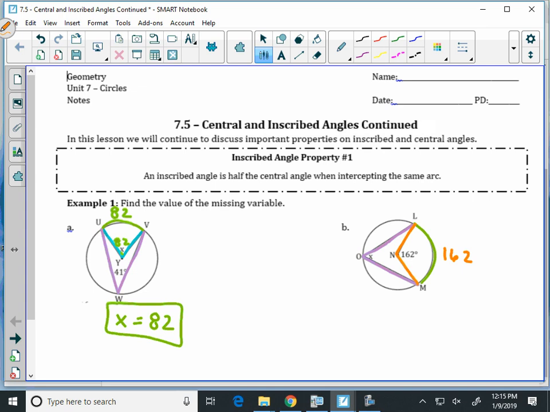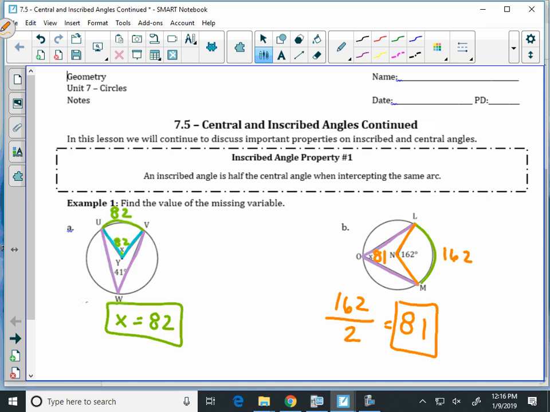Well, what type of angle is this purple angle? Central or inscribed? Inscribed. So we're going from big arc to little angle. What do we have to do with the 162? Divided by 2. Cut it in half, and that will give you the inscribed angle. What's 162 divided by 2? 81. So that angle, or x, is 81.